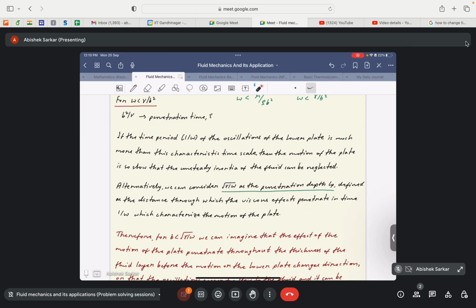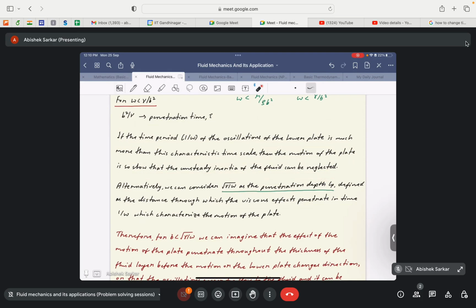What they're trying to say is that if the time period of oscillation of the lower plate is much more than this characteristic time scale, or in other words, if the frequency of oscillation of the lower plate is much higher than this characteristic frequency, then the motion of the plate is so slow that the unsteady inertia of the fluid can be neglected.